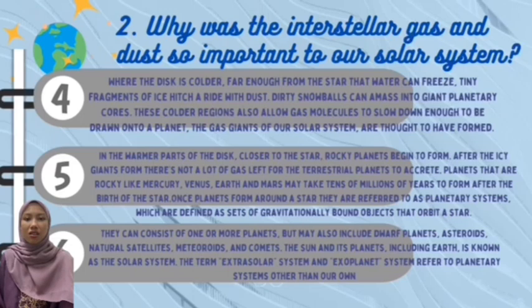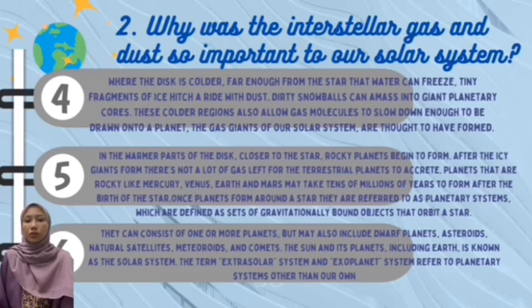Closer to the star, rocky planets begin to form. After the icy giants form, there's not a lot of gas left for the terrestrial planets to accrete. Planets that are rocky, like Mercury, Venus, Earth and Mars, may take tens of millions of years to form after the birth of the star.